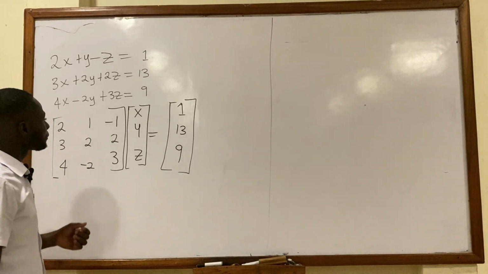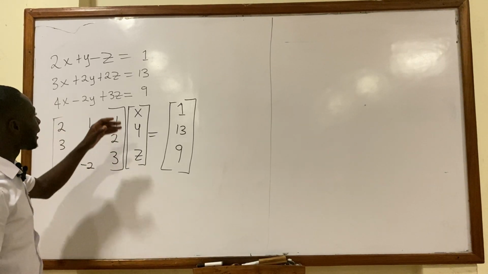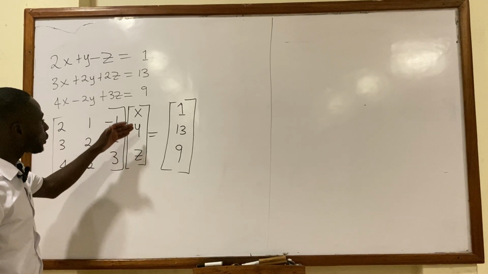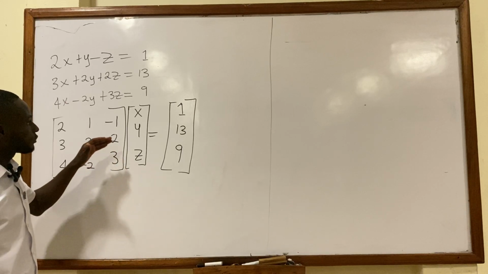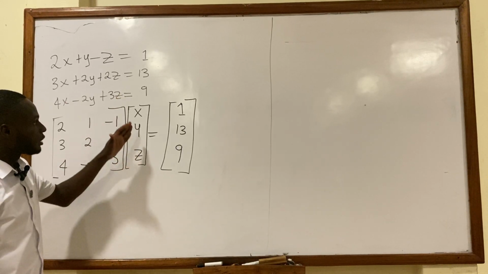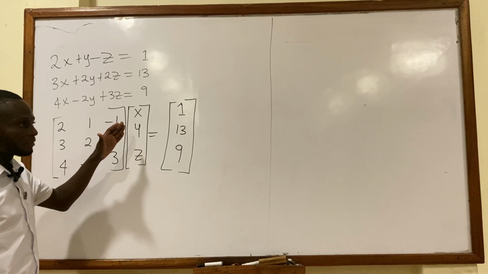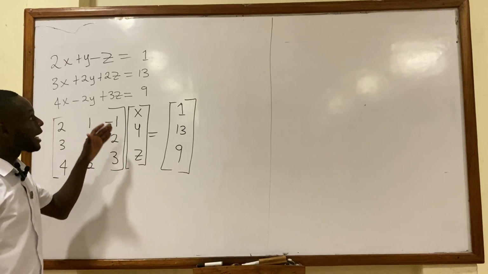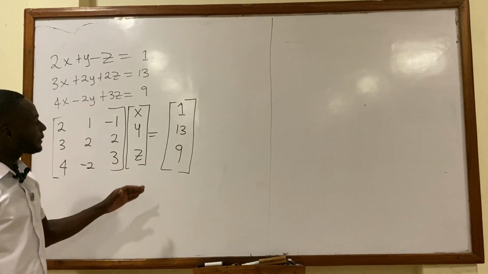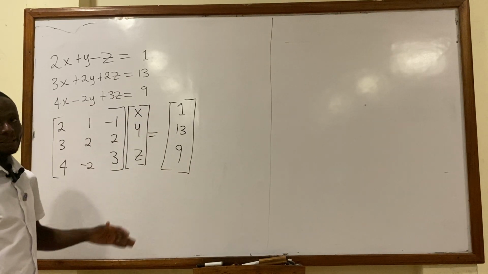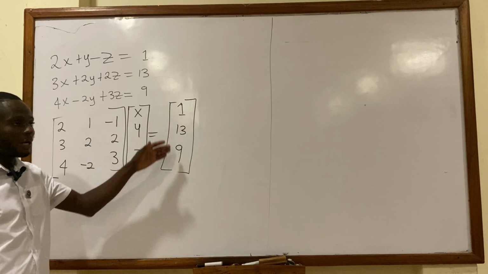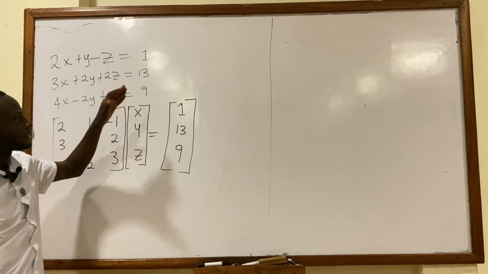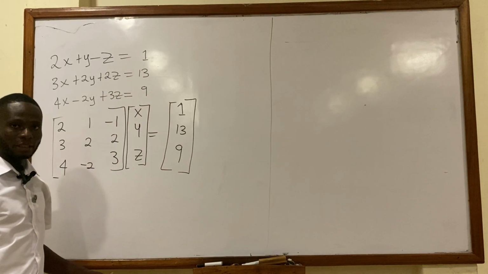Good. Now, when you are done with that, don't forget that they are attached to variables. So on your column, whatever variables you have been given should be labeled. So we have X, Y, Z as given in the question. And then it should be equal to the constants, which is also written in a column form. So we have 1, 13, 9 there. So that is what is labeled here as well.